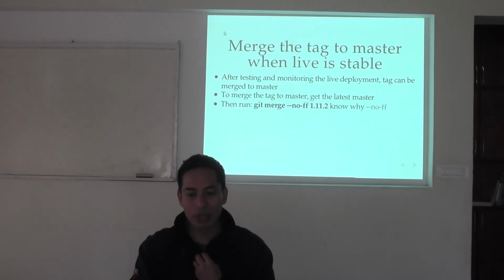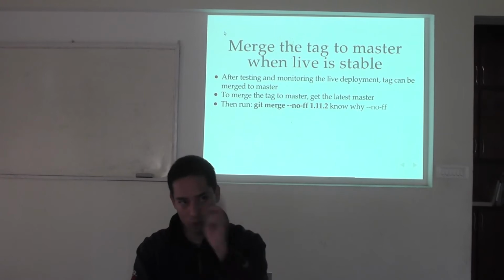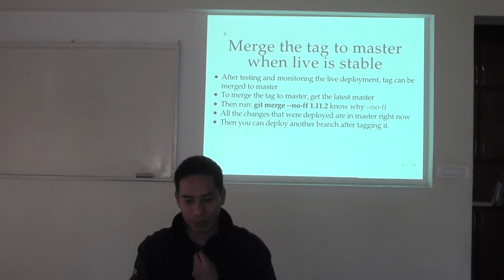So after testing and confirming everything is fine, this is how you merge a tag. Git merge --strategy ff and the tag name, and that will merge the tag to master, and master will be updated with the commits that you did for that branch. Then you can again push master, and anyone who has an open merge request has to rebase from master because master has changed. So that's how this is done.